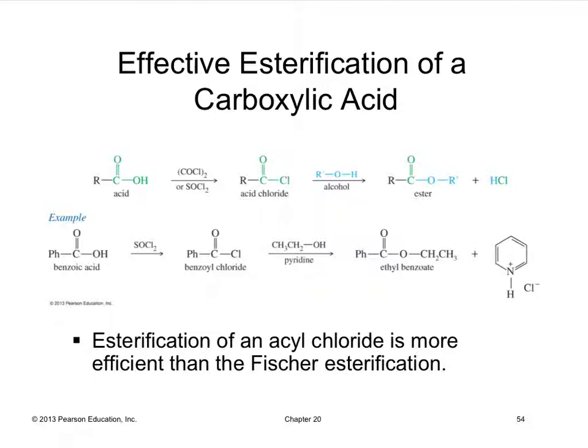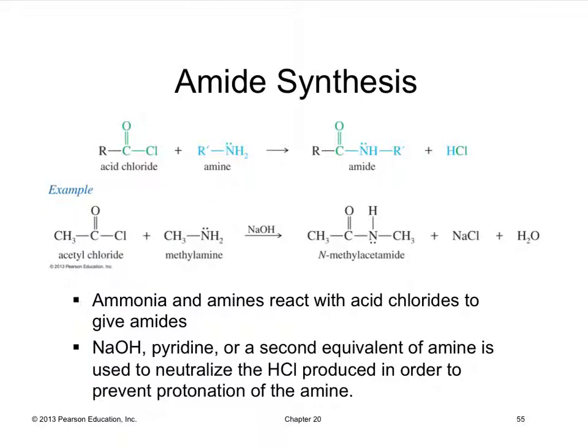You can generate an ester much more easily by taking the carboxylic acid, converting it to the acid chloride, and just subjecting it to reaction with alcohol, because chloride is a good leaving group. You'll just have attack, right? Electrons come up, electrons come down, kicking that out. And this is better than the Fischer esterification process.